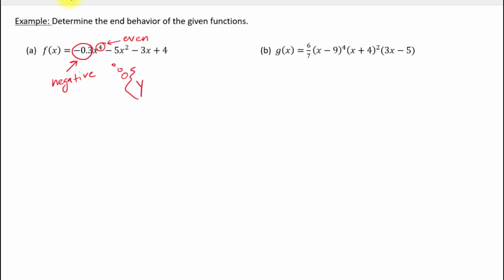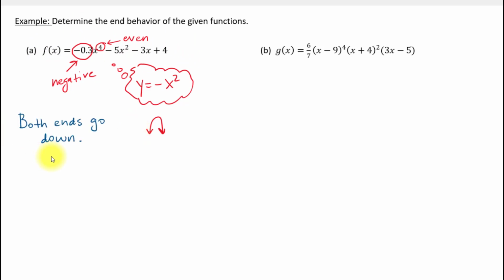Well, that was the function y equals negative x squared, right? Do you remember its graph? It's the parabola that opens down. In other words, both ends go down. Well, that means that the graph of this polynomial function will have the same end behavior. Both ends will go down.